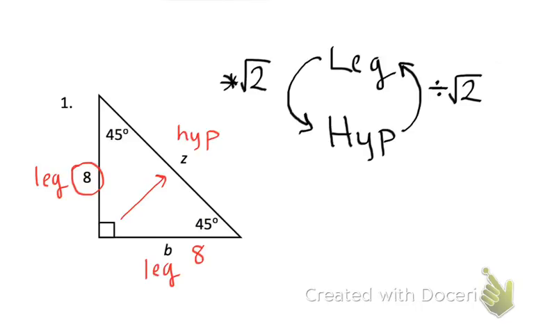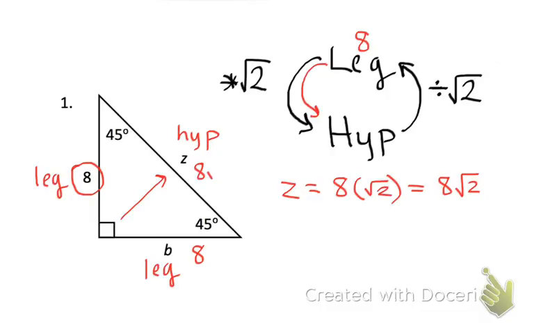And then for Z, I have my leg, which is 8, and I'm going to my hypotenuse. So that means I'm multiplying by a square root of 2. So Z is equal to 8 times the square root of 2, and 8 times the square root of 2 is just 8 root 2. So I have my two answers. B is equal to 8 and Z is equal to 8 square root of 2.